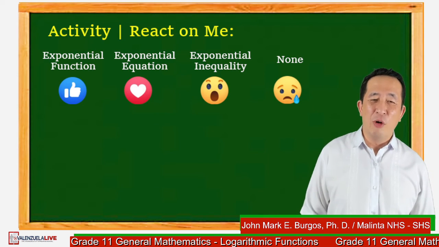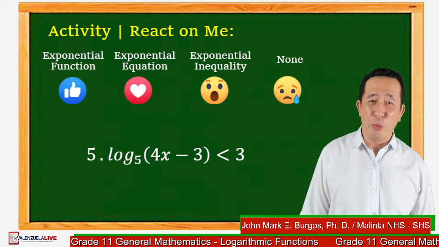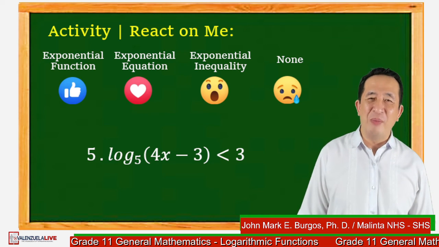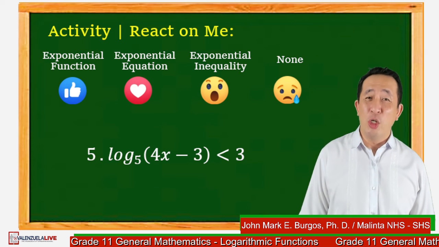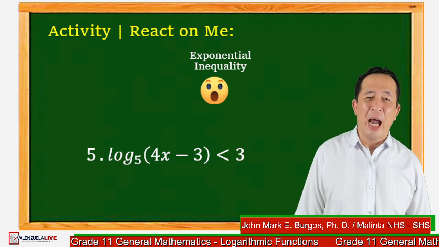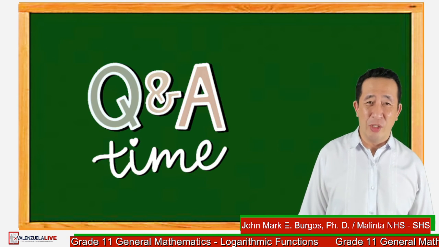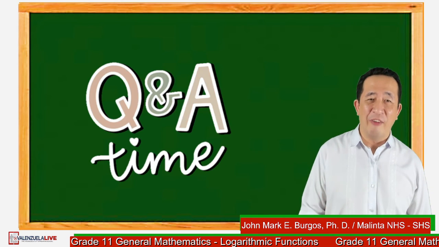Lastly, the logarithm of 4x minus 3 with base 5 is less than 3. Is it an exponential function, an exponential equation, an exponential inequality, or none? 5 seconds. Yes, you are correct. The answer is an exponential inequality. Let's proceed to our question and answer. If you have any questions, please post it in our FB Live.